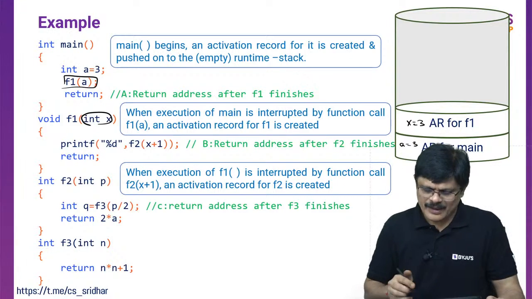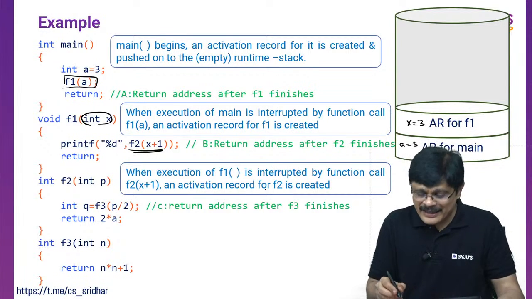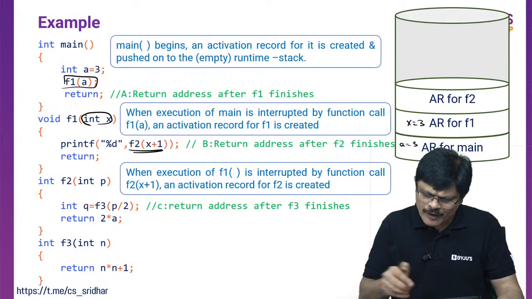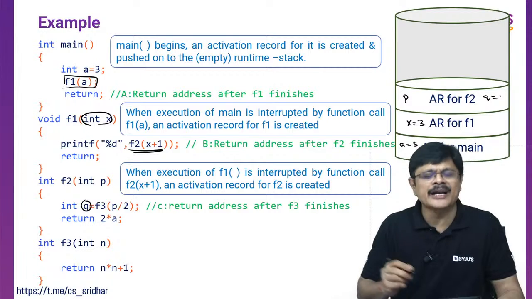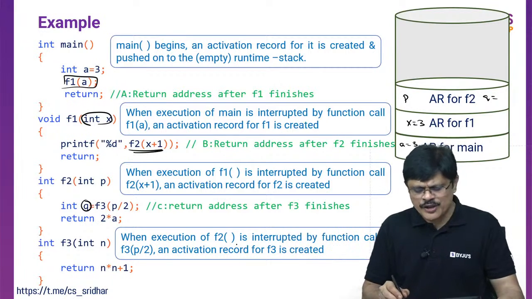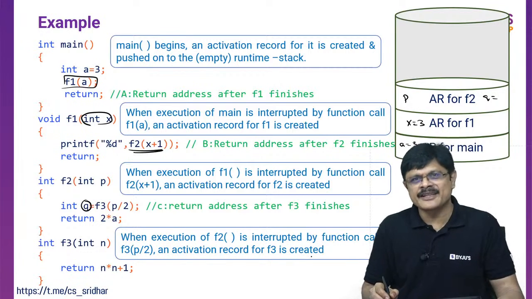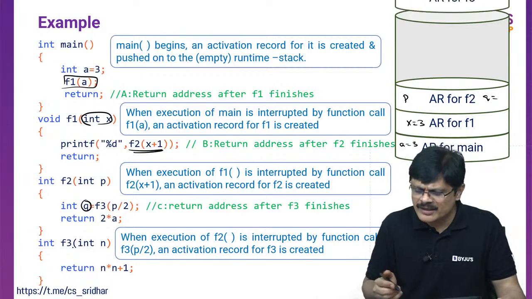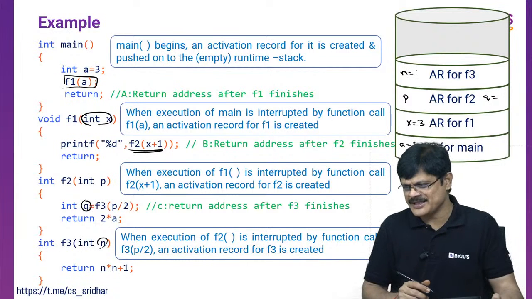Now when execution of F1 is interrupted by F2, the activation record of F2 is created and pushed onto the stack. In F2, there is the parameter P and a local variable Q, and that Q data will be stored here. Now when execution of F2 is interrupted by a call to F3, an activation record for F3 is created. In F3 also there are no local variables, only the argument parameter, which will be stored. Am I clear?